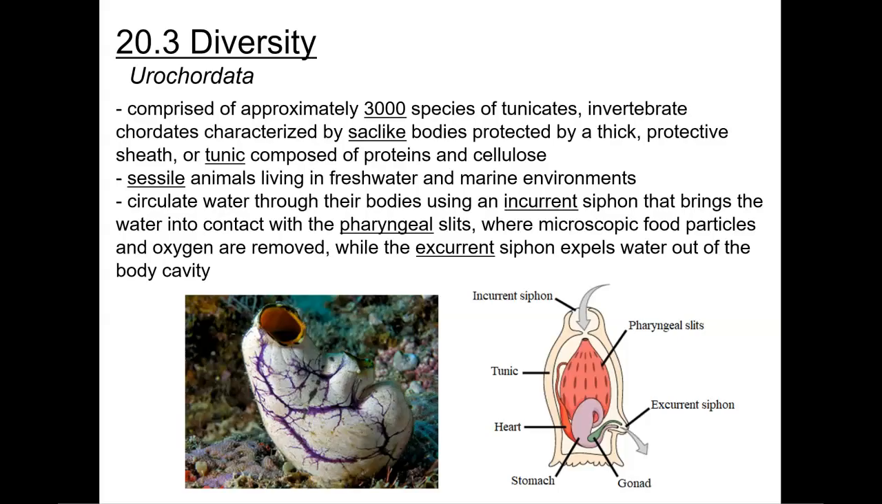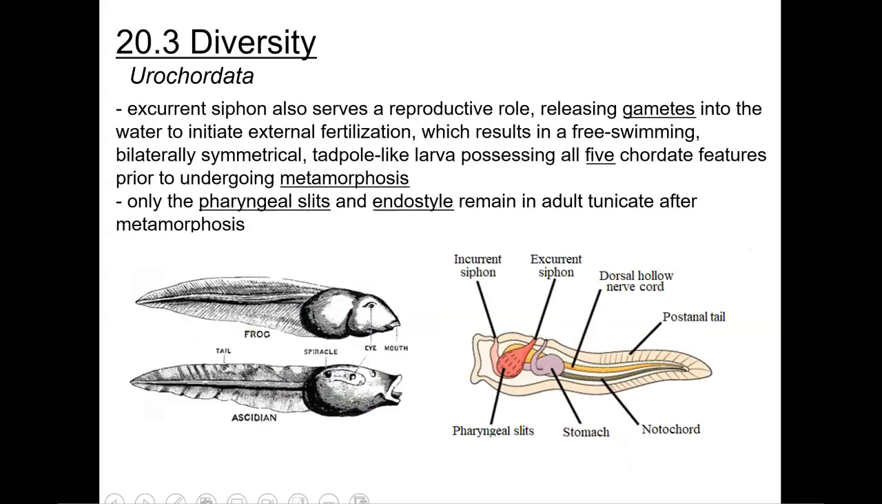They're also going to have what's called an excurrent siphon. That's going to take that same water that was brought in through the in-current, and it's going to expel it out of the body cavity. The excurrent siphon also is going to serve a reproductive role. It's going to release gametes into the water to initiate external fertilization, which is going to result in free-swimming, bilaterally symmetrical, tadpole-like larva that's going to possess all 5 chordate features prior to undergoing metamorphosis. Only the pharyngeal slits and the endostyle are going to remain in adult tunicates after metamorphosis.